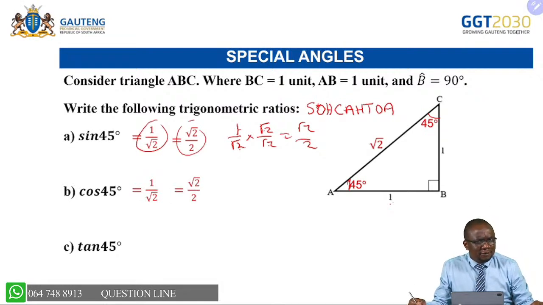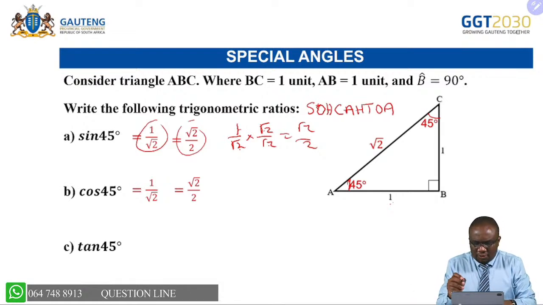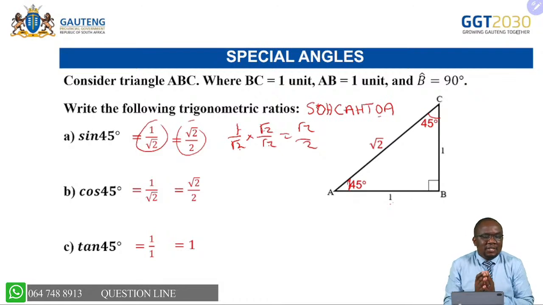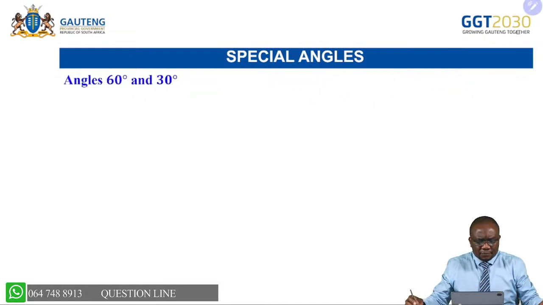What can you say about sine 45 and cos 45? They are the same. Right, tan 45. Tan 45 is opposite over adjacent. So it's 1 over 1. Okay, so tan 45 is equal to 1. Done. So we found the 3 trigonometric ratios for angle 45. Now we need to go to angle 30 and angle 60 degrees.